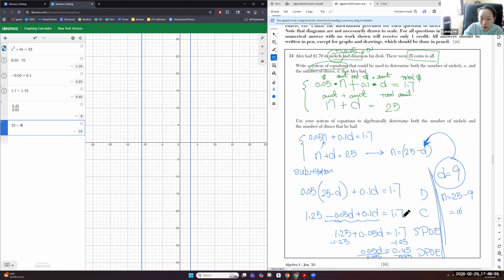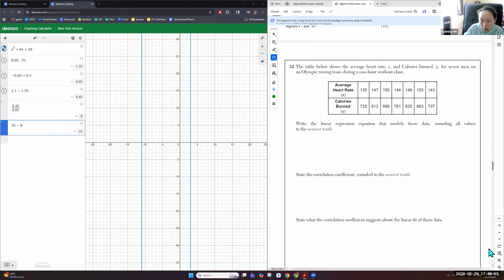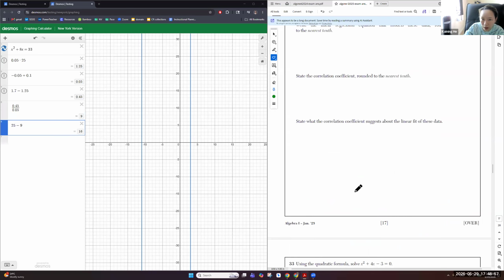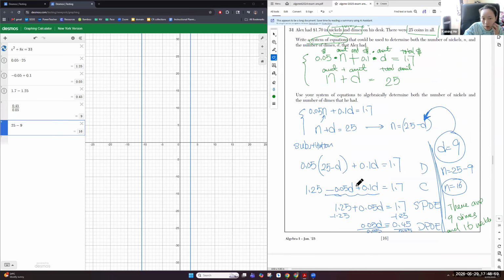All right, there we go. So that's how you find dimes and nickels. But to be more safe, definitely always check your answer inside there. There are 9 dimes and 16 nickels. But once again, do not be like me and write outside the box. Don't do that. Make sure everything is nice and neat inside the box.